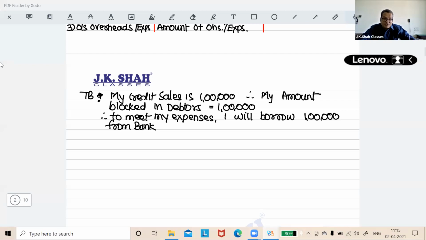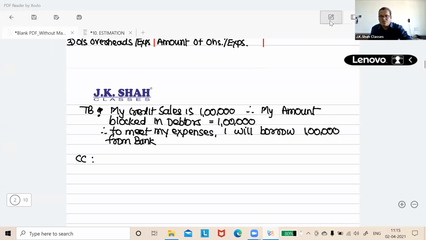Now this is like a dialogue happening between total basis and cash cost basis. The person who believes in cash cost basis asks him, see man, you're going to borrow 1 lakh.